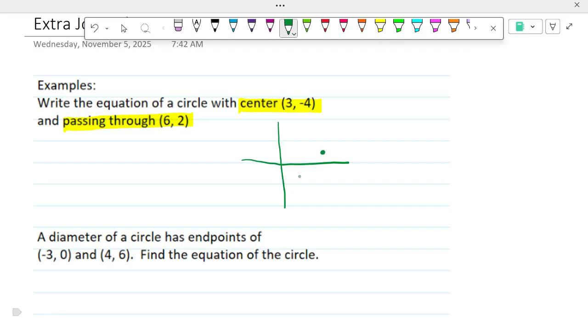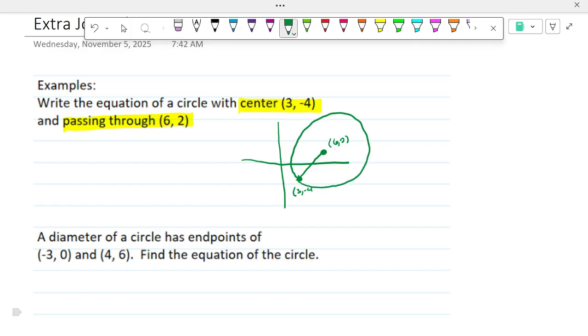3, -4 would be about right here. All right, it's not going to be exact, but if this is the center of my circle and this is the edge, what do you think I'm going to do? How do you think I'm going to find what that radius is? Do rise over run in order to create a what? A right triangle.